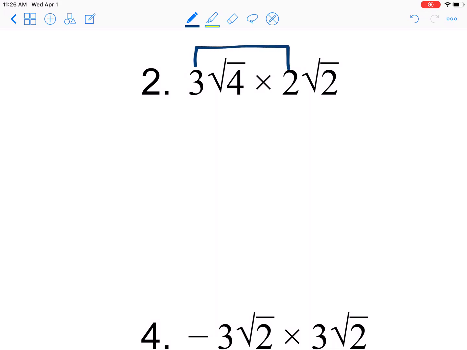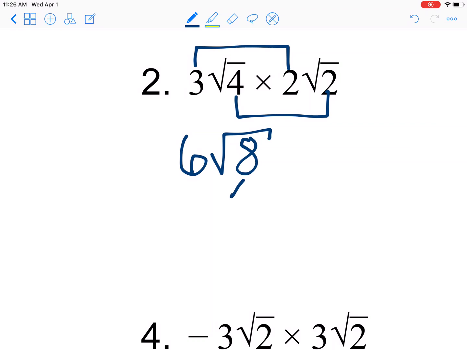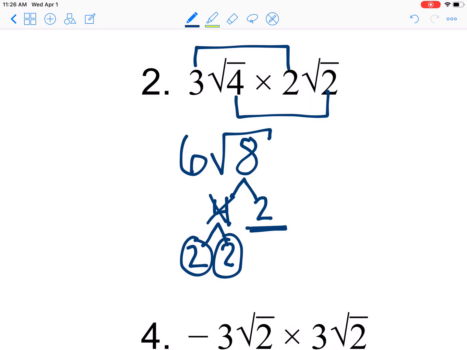3 times 2 gives us 6, and 4 times 2 gives us 8. Now we're not done yet because we have to simplify this 8. That can be split up into 4 and 2, and then 4 can be reduced more into 2 and 2. Now we made our pair. Now remember, just because there's 3 of them, they have to have a partner. So this extra 2, this third 2 cannot be circled because it does not have a partner.